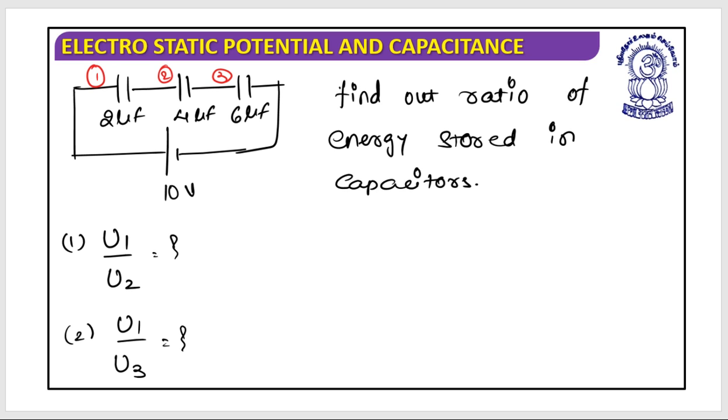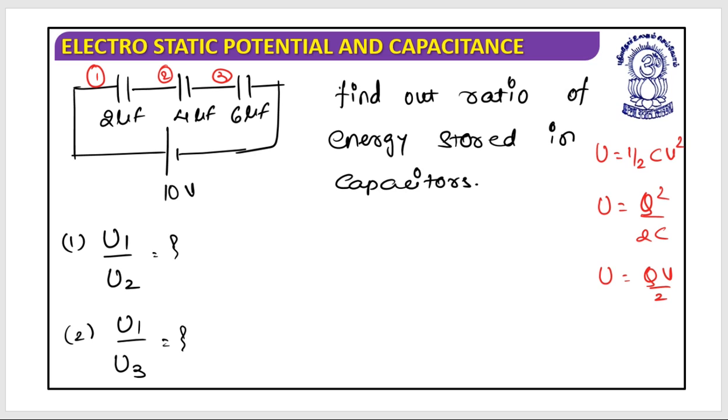How could I do this? What could be done with this? If you observe this carefully, shall I write the three options? This should be kept in the back of the mind: one option is U equals half CV square, another option is Q square by 2C, and the third option is QV by 2. I am having these three equations.